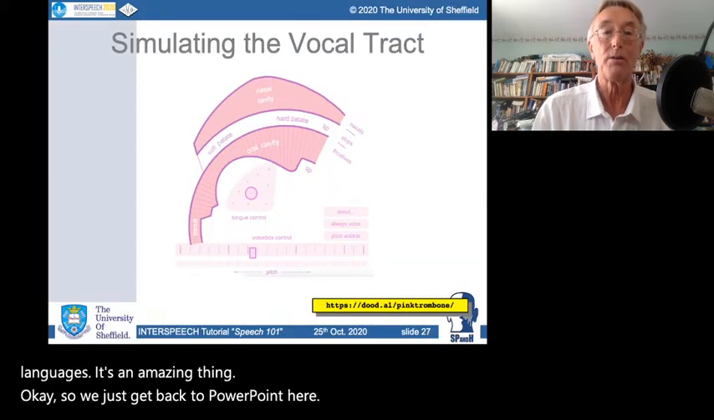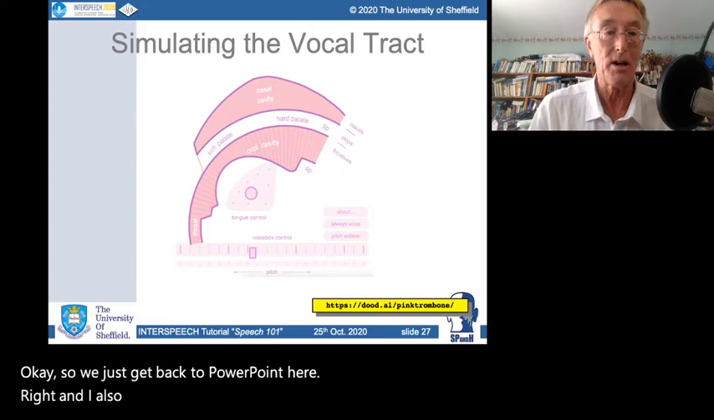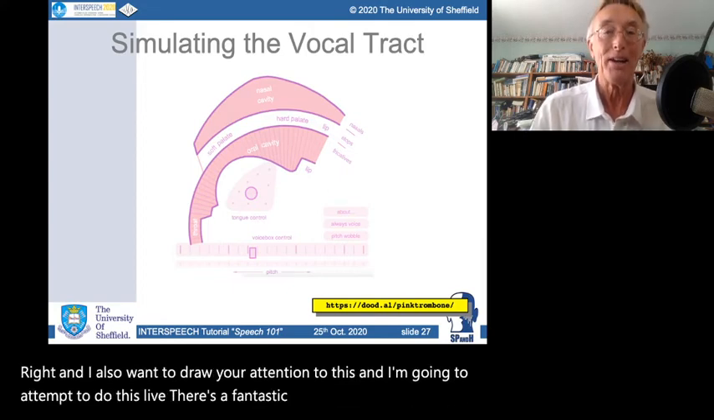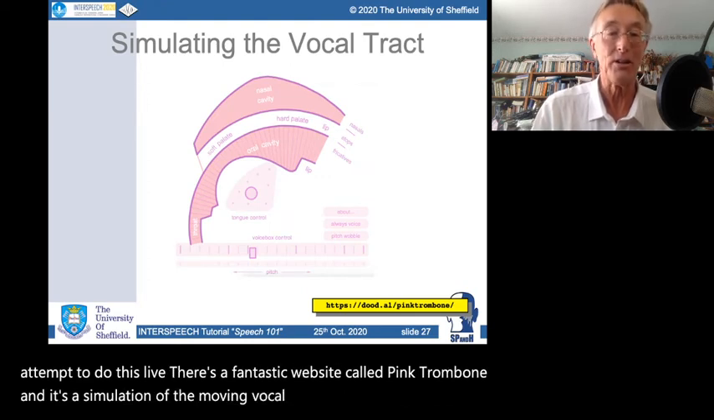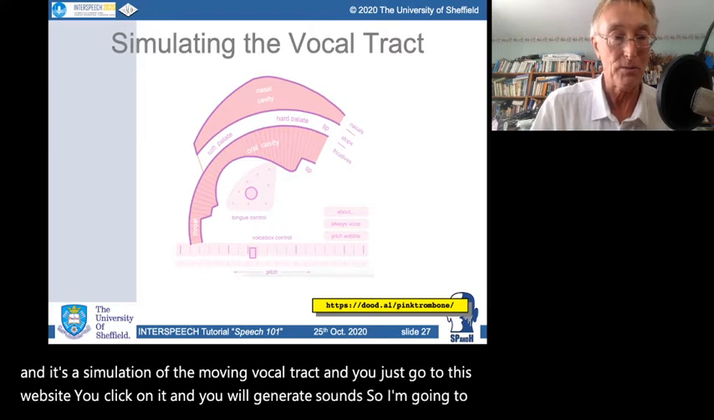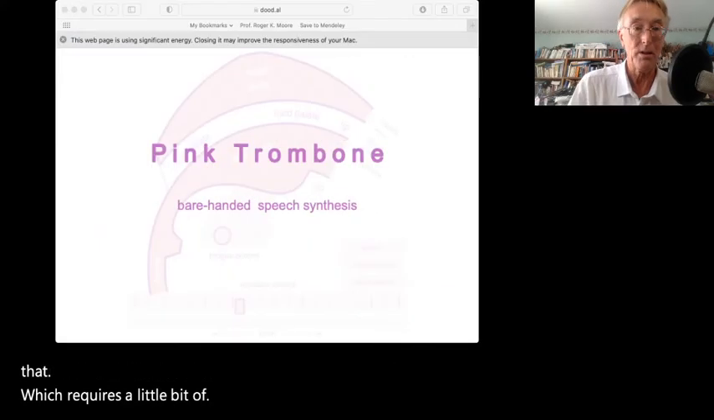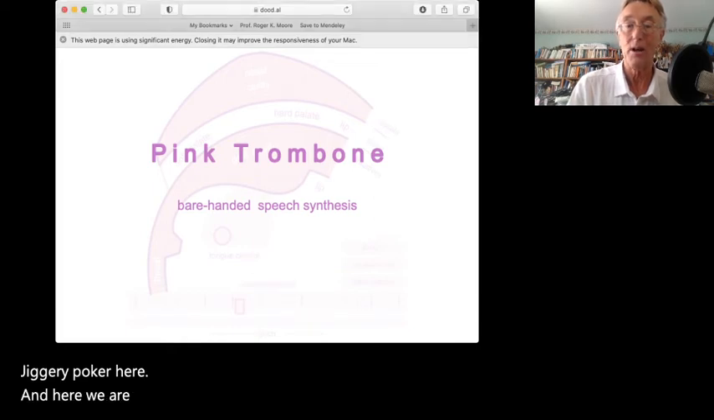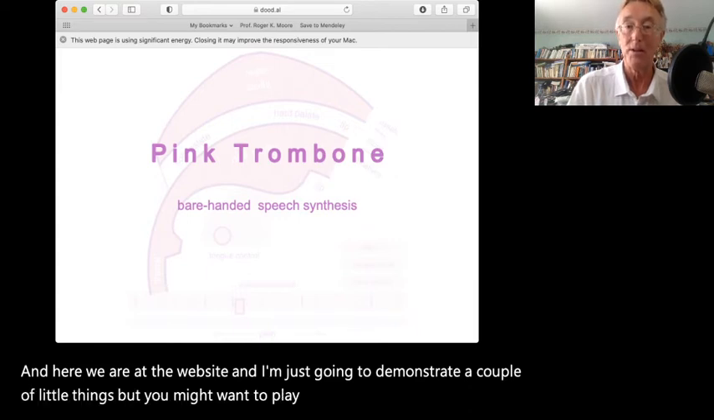Right, and I also want to draw your attention to this, and I'm going to attempt to do this live. There's a fantastic website called Pink Trombone, and it's a simulation of the moving vocal tract. You just go to this website, you click on it, and you can generate sound. So I'm going to now do that, which requires a little bit of jiggery-pokery here. And here we are at the website, and I'm just going to demonstrate a couple of little things, but you might want to play with this a lot. It's quite amazing all the different things you can do.